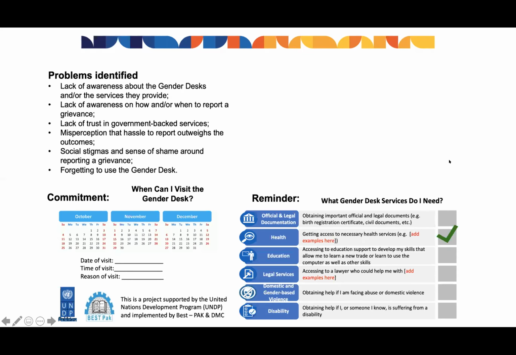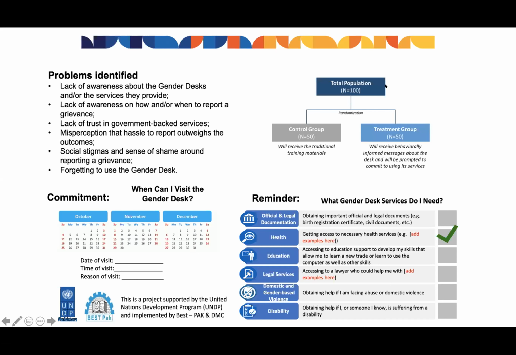And the second intervention, along with this commitment card, is a reminder which is going to be sent to women, asking them to tick which of these different services they think they might use the gender desk for, right? Maybe getting access to health services, something. And they will be asked just to tick this, and then they will be reminded about it. So these are the two interventions which will be run by the THL colleagues.